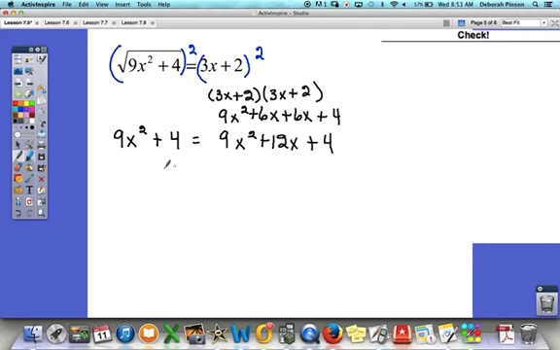Now I want you to notice as I get everything grouped on the same side of the equal sign, I'm going to move everything over here to the right.